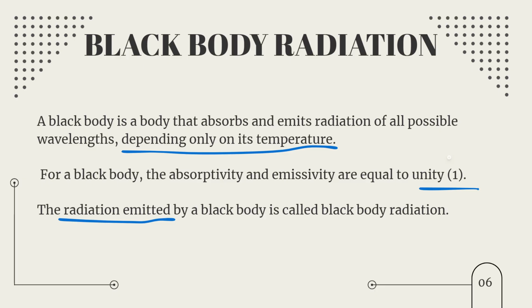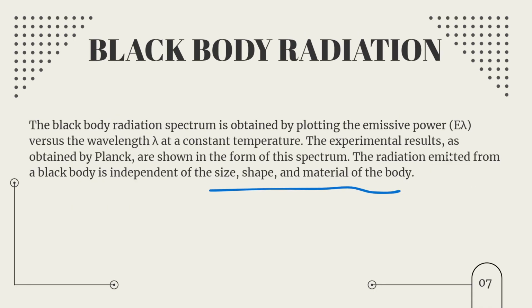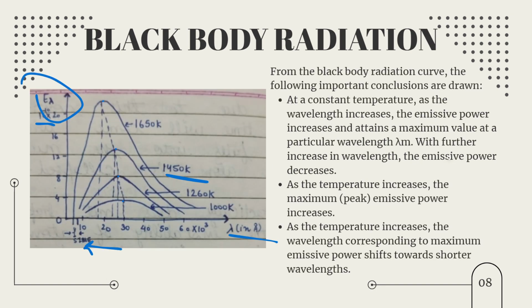Any body which can absorb or emit all possible wavelengths is known as a black body. The radiations which are emitted or absorbed by the same are known as black body radiations. अब एक ग्राफ प्लॉट हुआ एमिसिव पावर और वेवलेंथ के बीच में जो प्लॉट करा प्लैंक ने to determine some conclusions. This is the graph which I'm talking about.